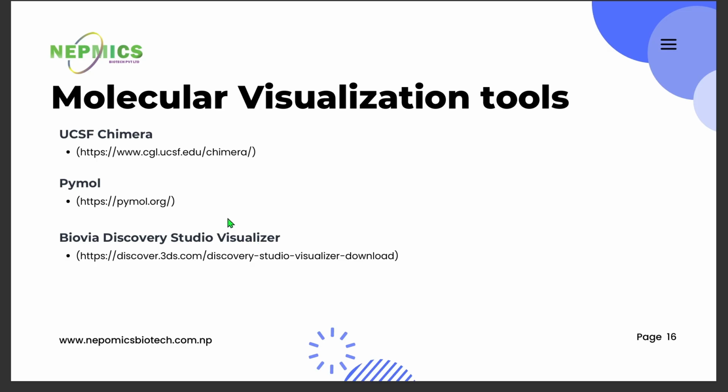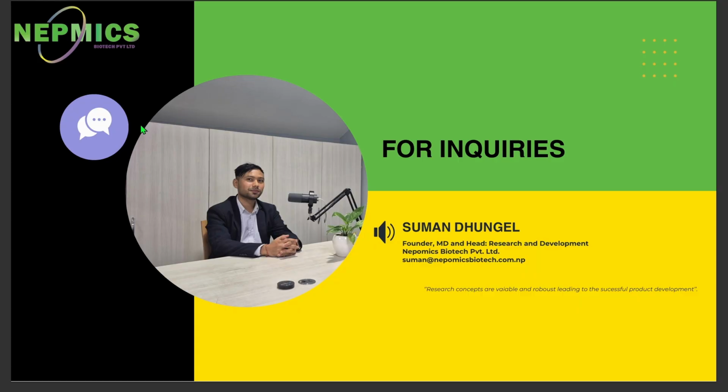So in this particular workshop we will be dealing with UCSF Chimera. UCSF Chimera is also a simple tool where you can incorporate your AutoDock Vina and you can easily perform molecular docking. So that is the basic thing involved in this workshop.